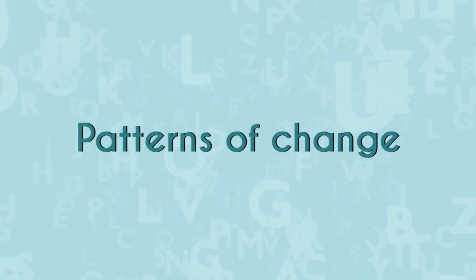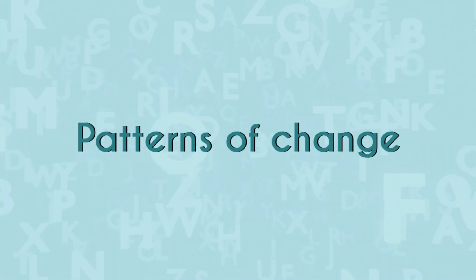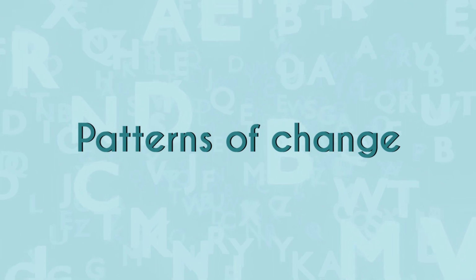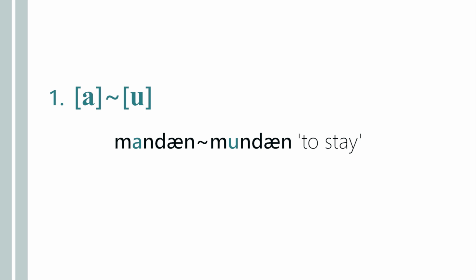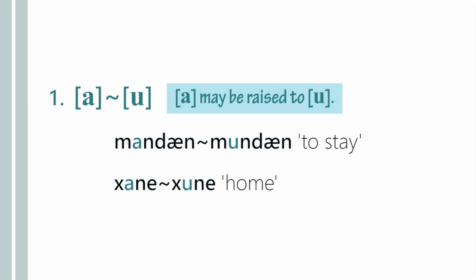Now I'm going to reveal some patterns in the way these changes happen. I'm going to give you the first and probably the most common pattern, which is the change of a to o or u. But for the sake of simplicity, let's say change of a to u. The infinitive mandan, which means to stay, can become mundan. We already saw the example in khane and khune. So a may be raised to u.